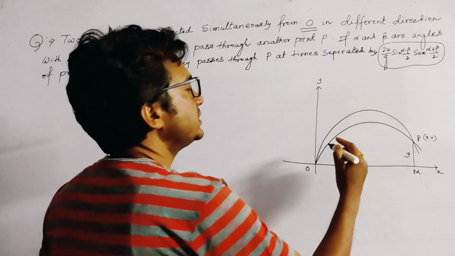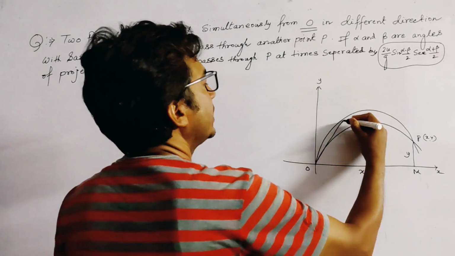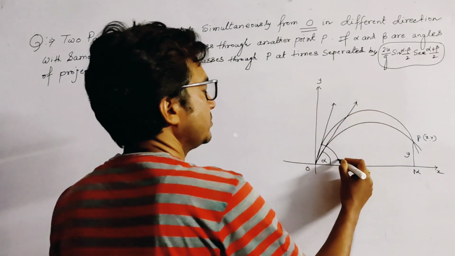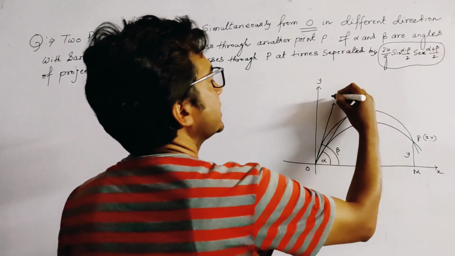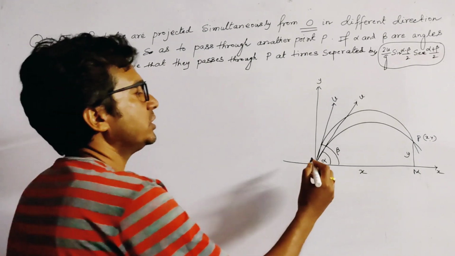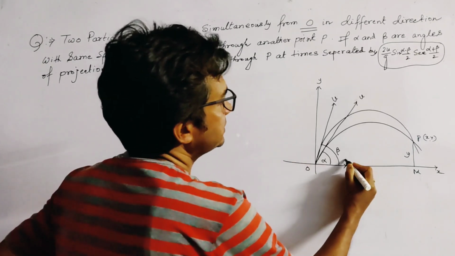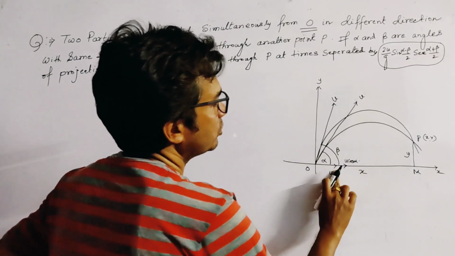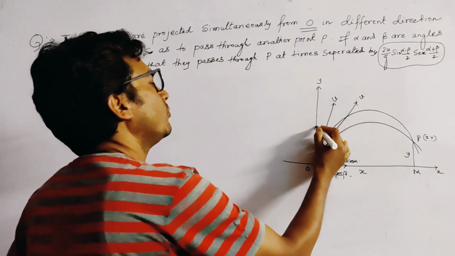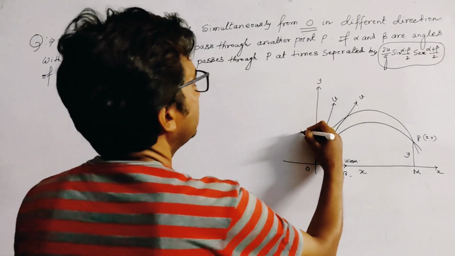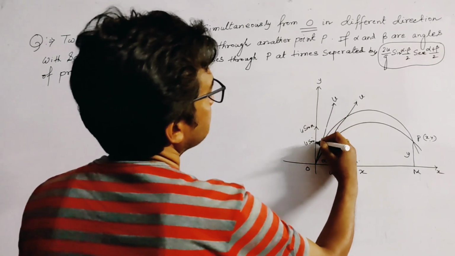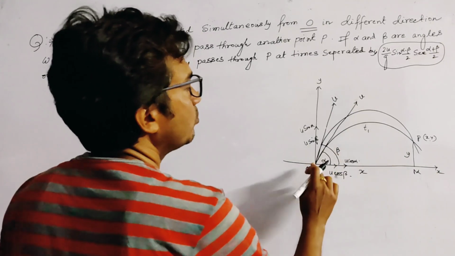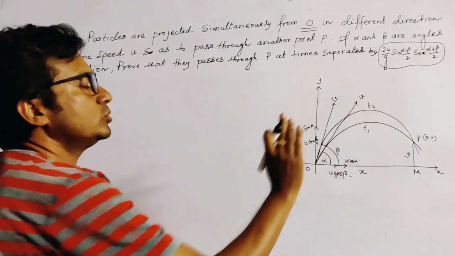Let this particle make angle alpha with the x axis, this is angle alpha, and this particle makes angle beta with the x axis, this is beta, right? Both the velocities are the same, and this is given by u. For the first particle, the velocity along the x axis is u cos alpha, and for the second particle, this is u cos beta. Similarly, the velocities along the y axis are u sin alpha and u sin beta. Let the particle which makes angle alpha take t1 time from O to P, and the other takes t2 time from O to P.